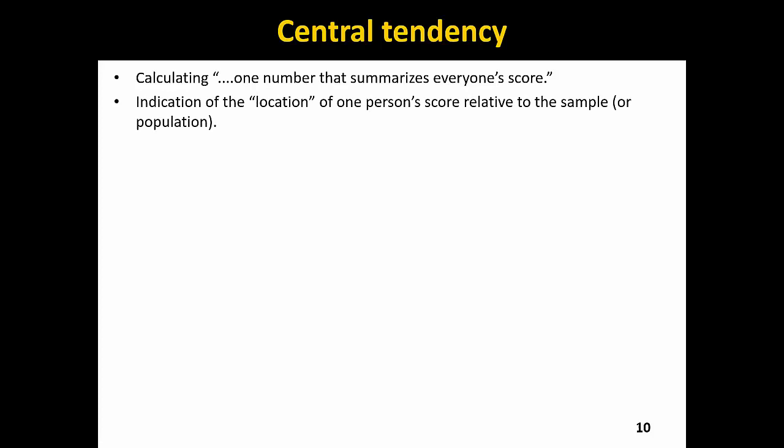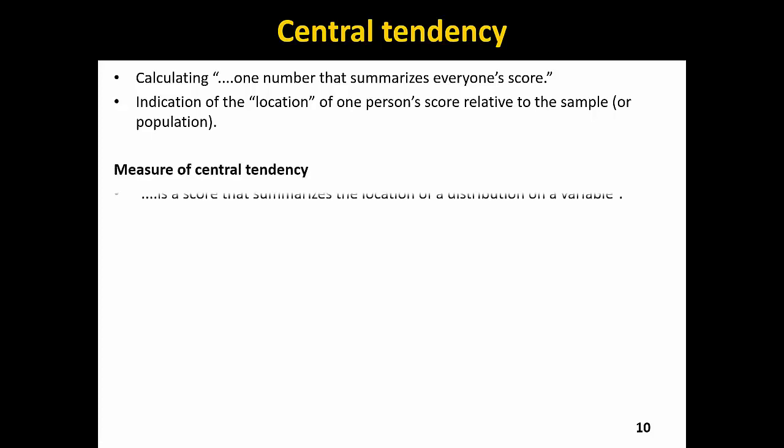In this lecture, we're going to begin our coverage of what's referred to as central tendency statistics. Basically, when we talk about central tendency, what we're trying to do is calculate one number that will provide a summary of the entire sample of scores. And the measurement of central tendency, as the term suggests, provides an indication of where one person's score resides with respect to the sample or a population of interest.